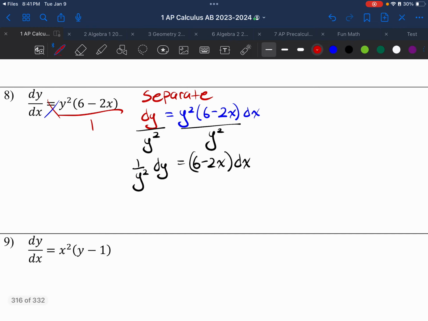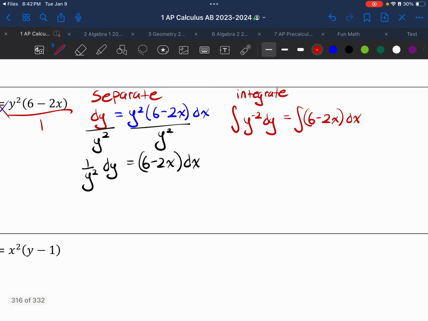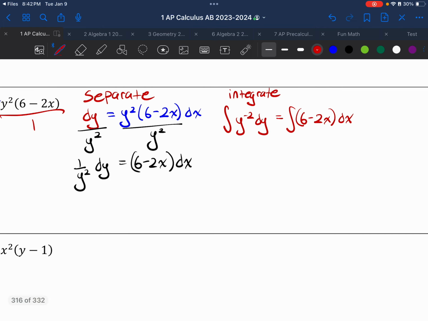Moving on to integrate. For integrate, we are going to put an integral symbol here, and I'm going to change this from 1 over y squared to y to the negative 2 dy, and this is going to be equal to the integral of 6 minus 2x, that entire thing in parentheses, dx. From here, I'm going to take the antiderivative. Antiderivative of y to the negative 2 is y to the negative 1. Divide down by negative 1, which is the same thing as multiplying by negative 1. You can just put a negative out front.